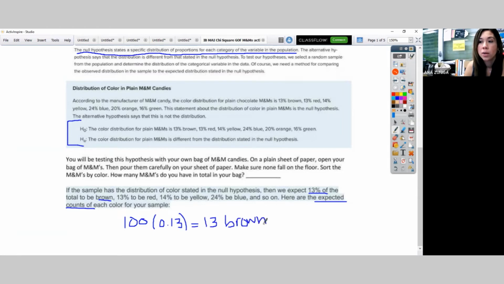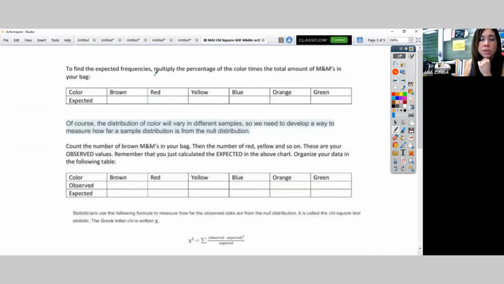Okay, you're going to do that for every single color. If I have a total of 100 in my bag, 100 times 13% for red, I would expect 100 times 0.13. That's how many red I would expect. So on the table right here, once you multiply your total times each percentage, I want you to write down the number that you would expect to be brown and red according to your bag. Your answers will be different than everybody else's because you might have a different amount of M&Ms in your bag. Okay, so figure out your expected values.